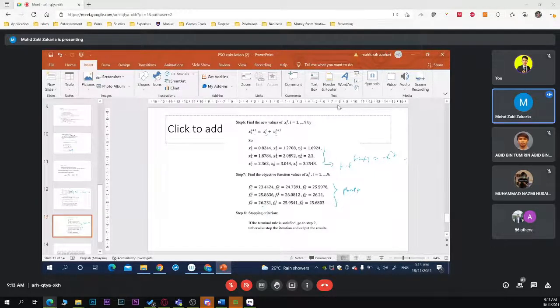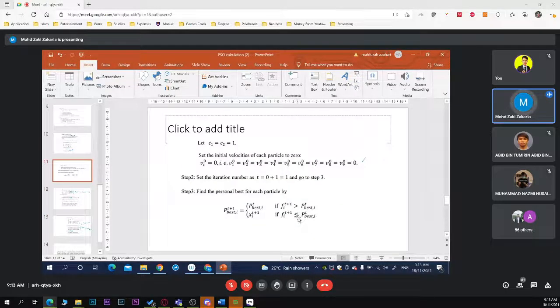So among these particles, the G best equals 26.231. This G best we bring to the next iteration. So we follow the same process till we reach our stopping criteria. Maybe we can set 100 iterations, so after 101, the process will stop. The process will continue, keep continuing using F1, F2 and so on. Can you understand? Yes, sir, a little. Okay.